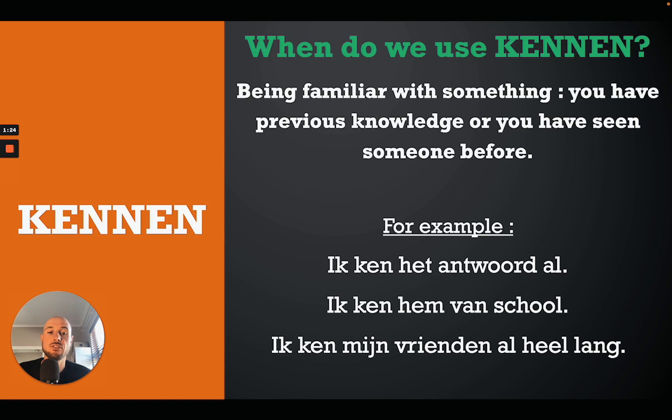Ik ken hem van school. I know him from school. Okay, so you've already seen, you recognize that person, you recognize him from your past. So basically, then we will use kennen. Ik ken mijn vrienden al heel lang. I know my friends for a very long time. So again, it's written in the sentence al heel lang, for a very long time. So you had some previous knowledge about your friends. You knew them already, so that's why we use kennen.